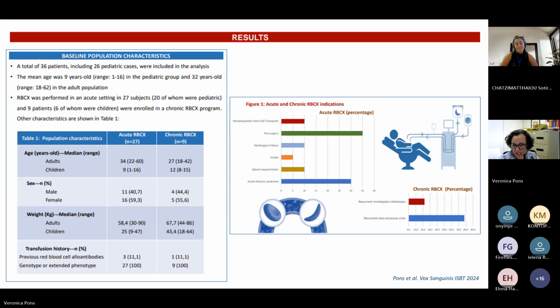And in the image, you can also see the main indications in the acute setting: breast surgery, multi-organ failure, stroke, splenic sequestration, and also acute chest syndrome. And for chronic red blood cell exchange, of course, the procedure was indicated in most cases for recurrent vaso-occlusive crisis or intrahepatic cholestasis.